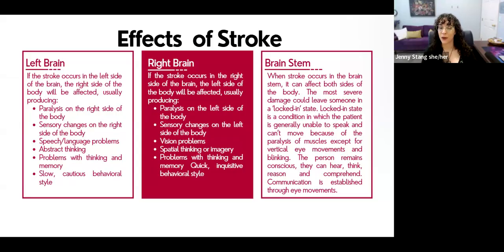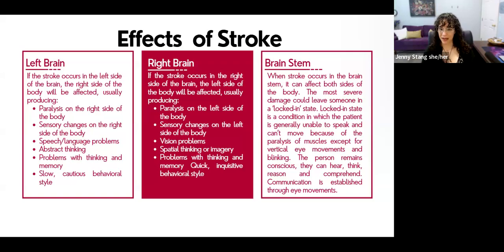And in the brainstem, if you have a stroke that occurs in the brainstem, it will likely affect both sides of the body, okay? This is the most severe damage. It can leave someone in what they call a locked-in state. Locked-in state is a condition where the person is generally unable to speak and can't move because of the paralysis of muscles, but they can typically move their eyes vertically and they can blink, okay?